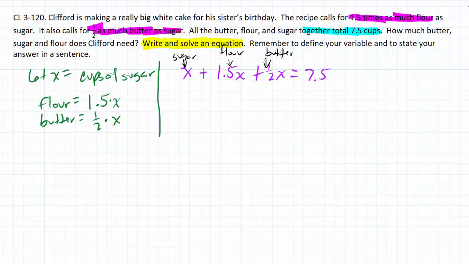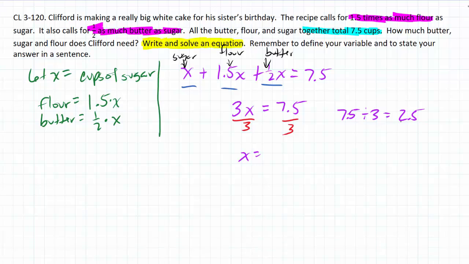If you notice, we could combine the like terms, and all three terms here are like terms. So we have 1x plus 1.5x, making 2.5x, plus another half x, which makes a total of 3x equals 7.5. Now we need to get rid of the 3, and to do that, we divide both sides by 3. 7.5 divided by 3 is 2.5. 2.5 plus 2.5 is 5, plus 2.5 is 7.5.